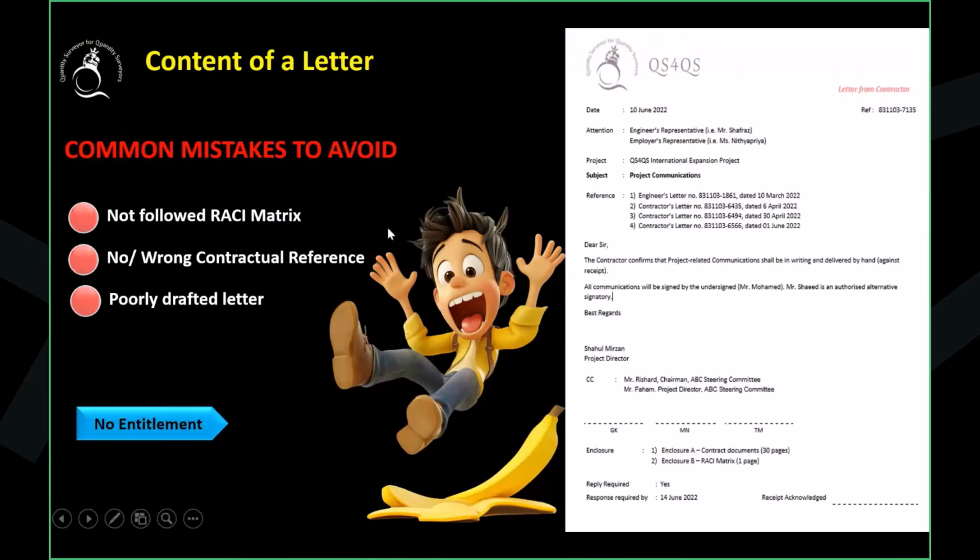Poorly drafted letter. I have a lot of things to explain here. What is a poorly drafted letters? It have a lot of meaning. Not refer to any defined terms in the contract. There are so many definitions in the subclause 1. You don't mention any of them. You just write in your own bespoke wording. That is not correct. Or the content of the letter is wrong.